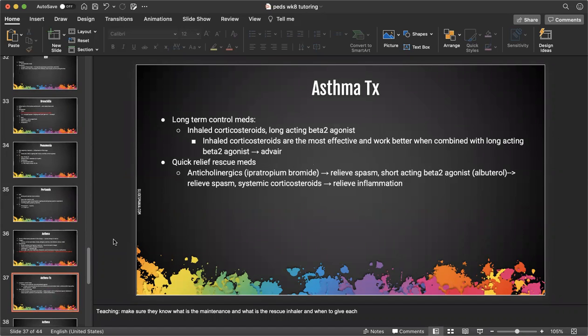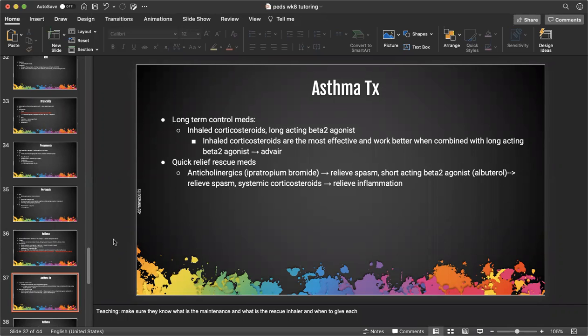So for the treatment, for long-term control meds, they can take inhaled corticosteroids and long-acting beta-2 agonists. So make sure you know your inhaled corticosteroids and your beta-2 agonists for asthma. Inhaled corticosteroids are the most effective and work better when combined with long-acting beta-2 agonists, like Advair.